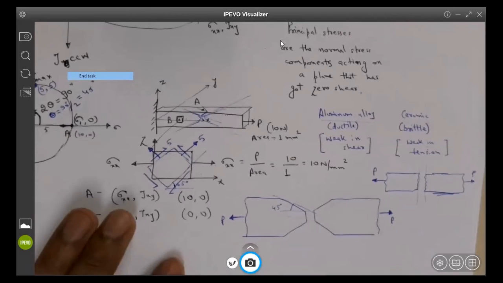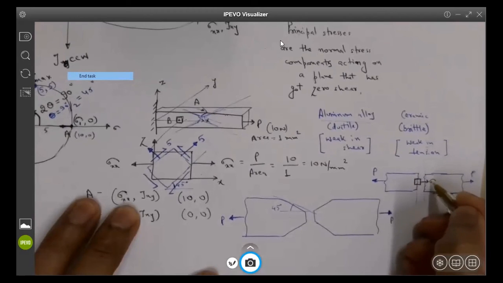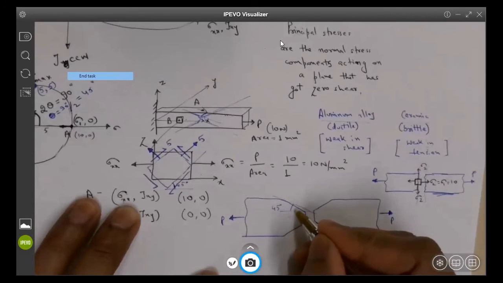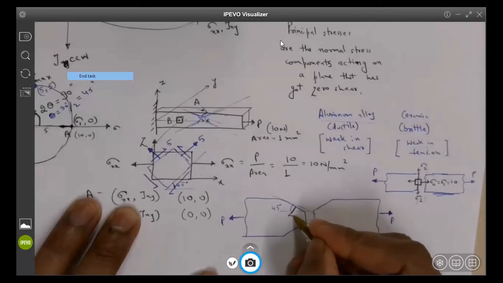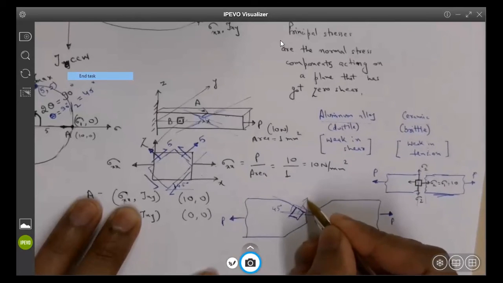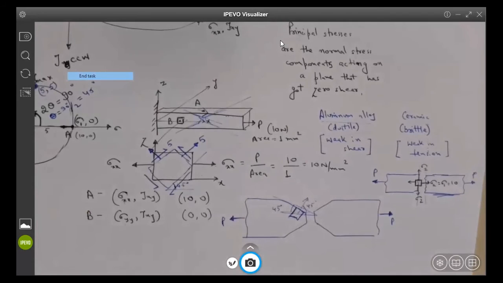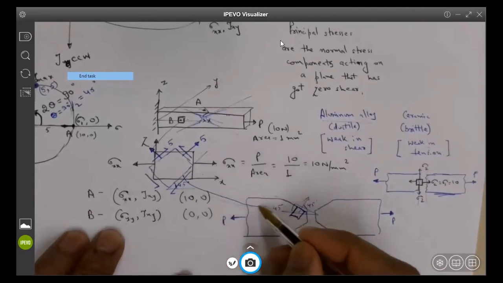Okay. So if you look at the stress element at this point, you have sigma x, which equals sigma 1, which equals 10. And this is sigma 2. This is the maximum normal stress component. And if you look at this, you will basically see this is the same plane that gets the maximum shear stresses, which is oriented at 45 degrees. Does it make sense? Yes. So that is what you are seeing here.